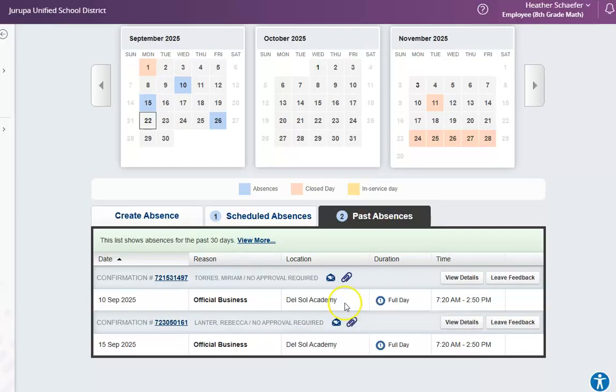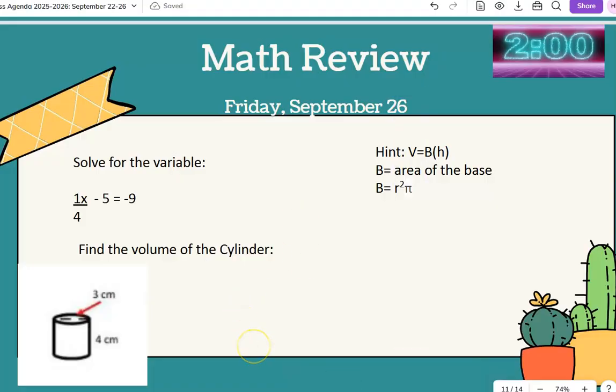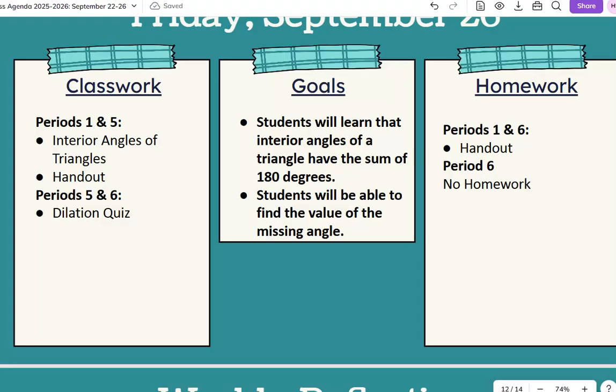Okay, once you have your agenda out, we're going to copy down our agenda. Today we're doing a handout. It's on Google Classroom, Interior Angles of a Triangle. And your homework is going to be to finish that handout. So we're going to start it in class. You might get it finished. Whatever you do not finish will become homework. So go ahead and pause the video.